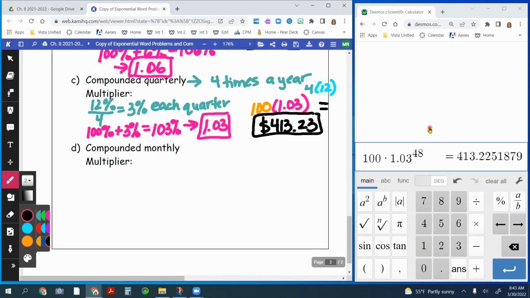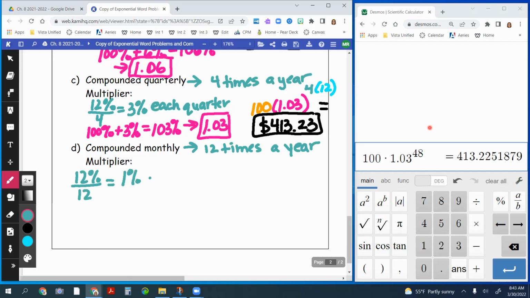Now, on the last one, she's going to get it 12 times a year. So she's going to get the 12%, 12 times a year, which is going to give her 1% each month.